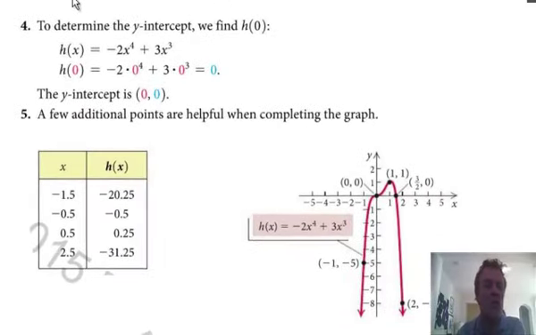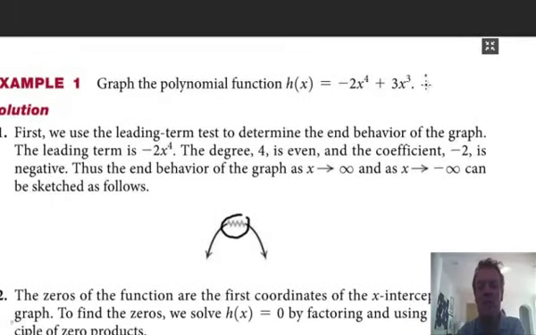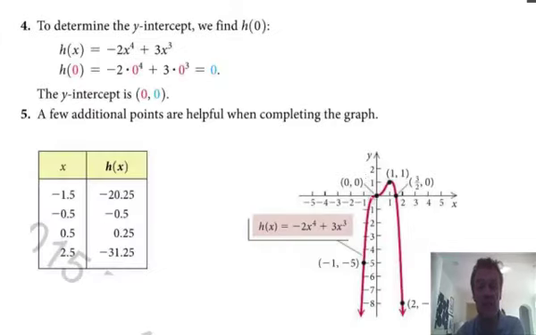By the way, if I just look at this, I can see the y-intercept. When x is 0, there's nothing at the end there. The y-intercept is going to be 0, as well as, of course, the x-intercept of 0. If you've got an x-intercept of 0, you're bound to have a y-intercept of 0. Now you can add in a few additional points. Just pick some points in between the x-intercepts and plot.